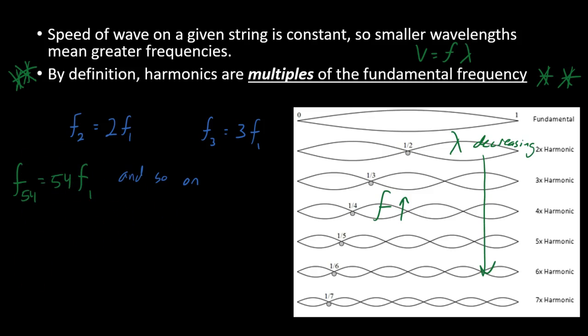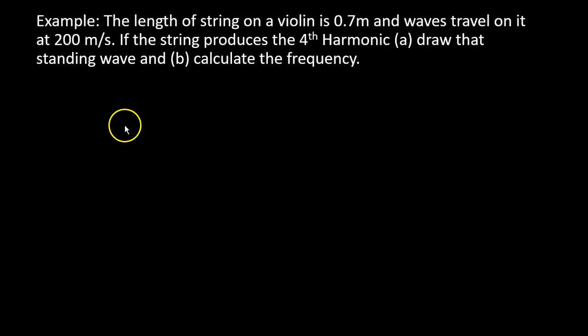Okay. My last slide is really just going over a classic math-based example problem. I have a violin, and let's say the string has a length of 0.7 meters. And let's say that the waves travel on a violin at 200 meters per second. When you have those strings really tight, the waves travel quickly. If the string makes the 4th harmonic, let's draw the standing wave and let's calculate the frequency.